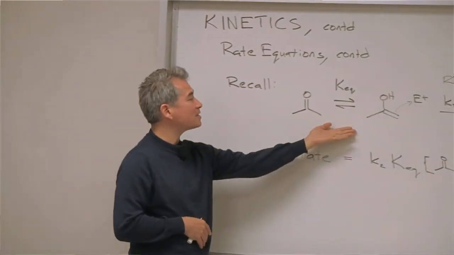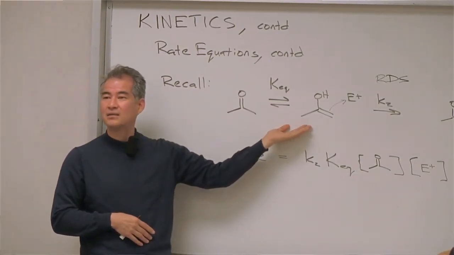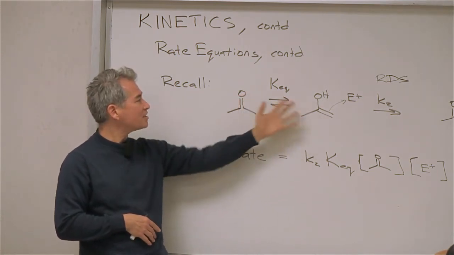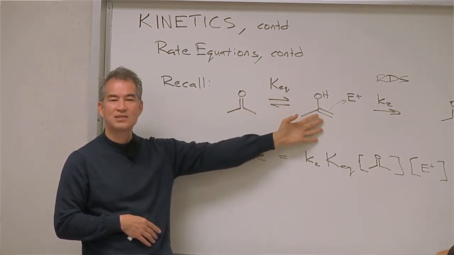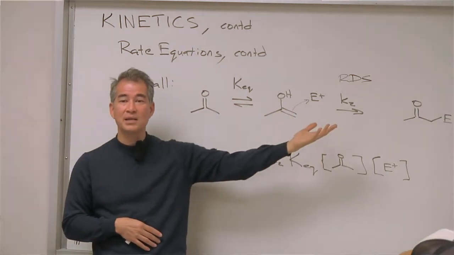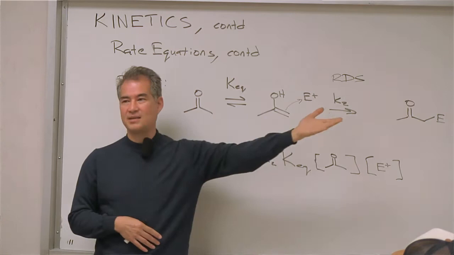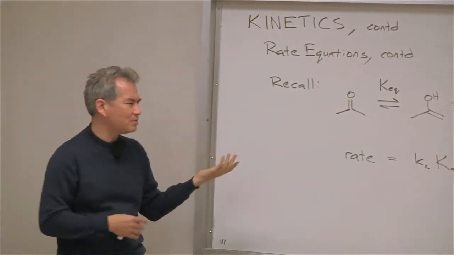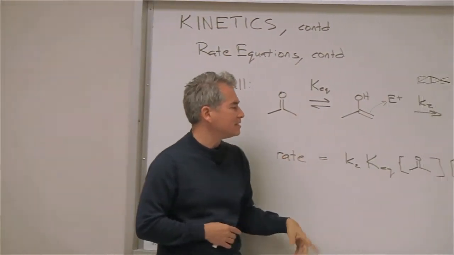Could be five steps, like aminium ion formation. Doesn't matter. All you care about is that some fraction of your molecules exist in this state. And the more of them that are in this state, the faster your reaction will be. If there's 10 times more enol, it will be 10 times faster. So you don't typically get to choose these equilibrium ratios.